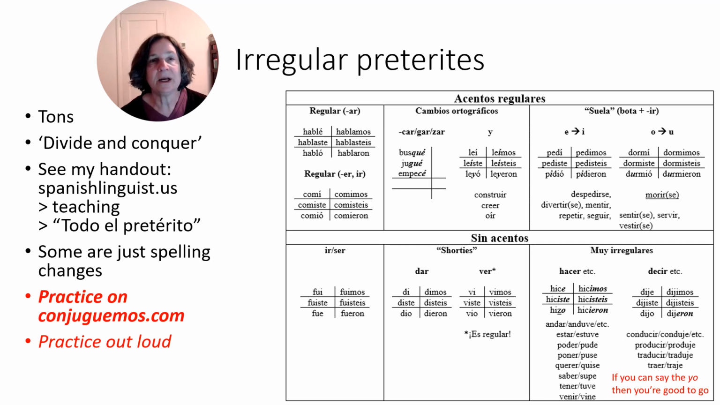I cannot recommend highly enough that you practice the preterite on conjuguemos.com. Actually, if you take one thing out of this video, it is that conjuguemos.com will be your best friend. And while you're practicing, it's always a good idea to say the words out loud, because that way they go into your head more, because they can enter through your ears as well as your eyes.